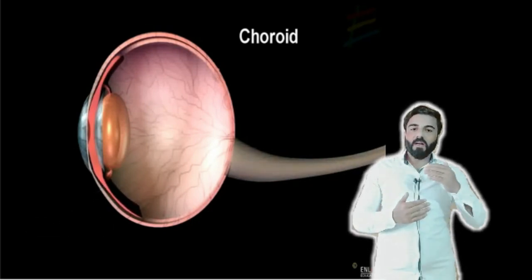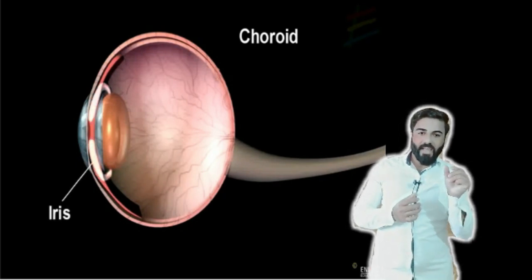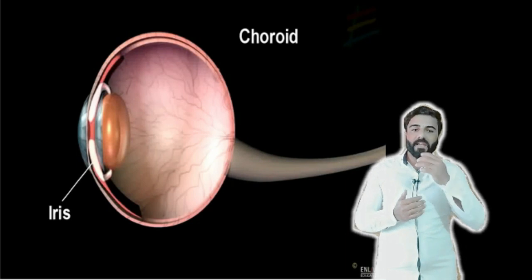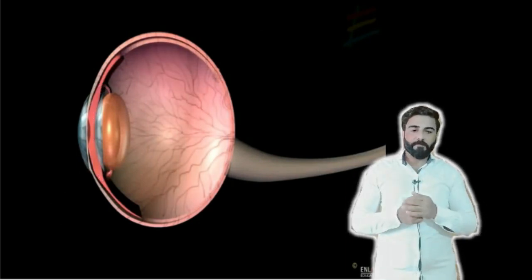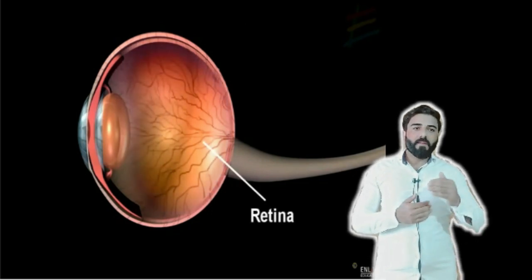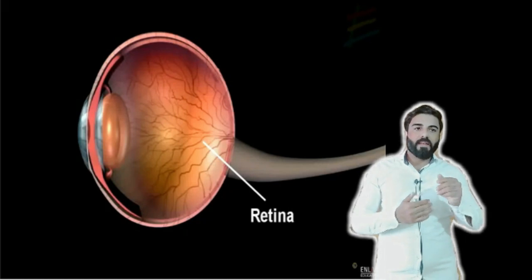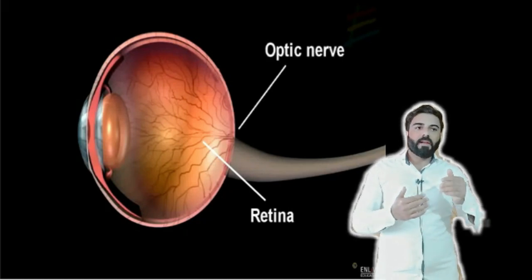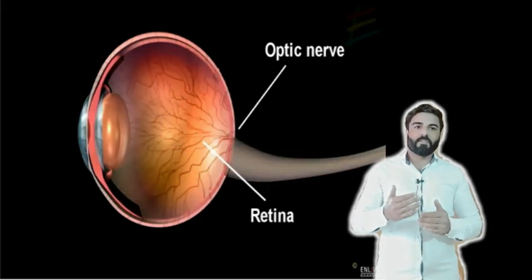The third zone is well known as the iris. This is the iris, which expands and contracts the pupil much like the diaphragm of a camera. The innermost layer of the eyeball is called the retina. It is a very delicate membrane. The retina is actually the part of the optic nerve which transmits the light impulse to our brain.